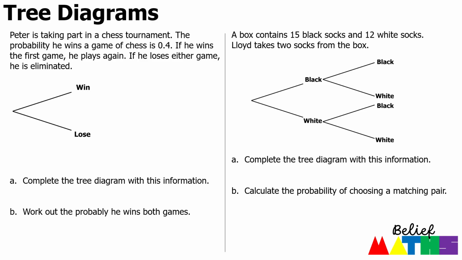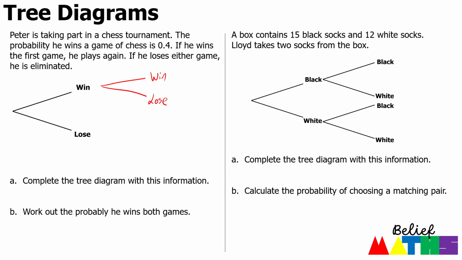Tree diagrams then, these are probability tree diagrams. They're slightly different to your frequency trees. And again, I'll go into it more in the paper 1 video, but let's have a look at this one and see as quickly as we can. So it says, Peter's taking part in a chess tournament. He wins the first game, he plays again. If he loses either game, he is eliminated.